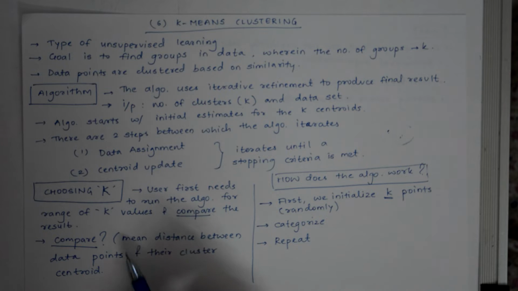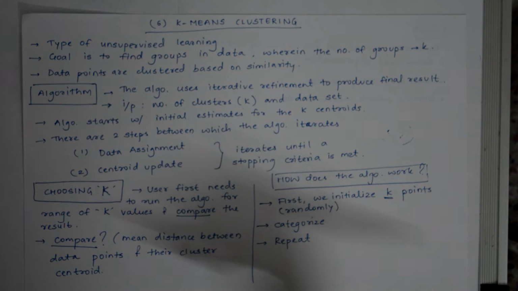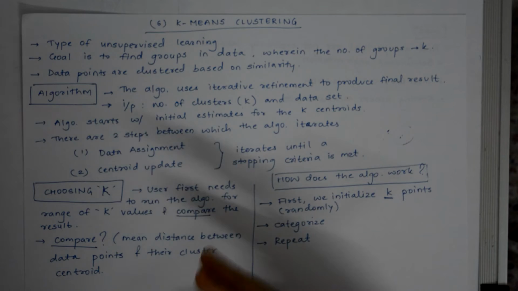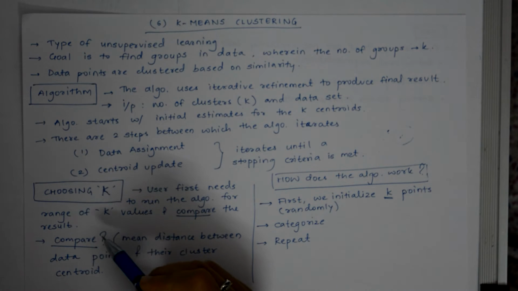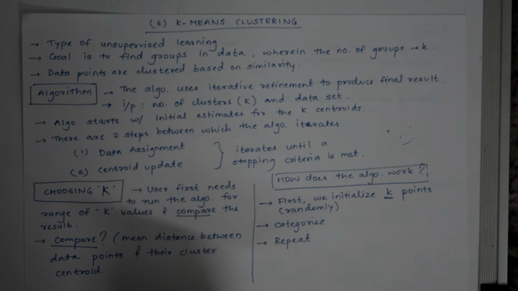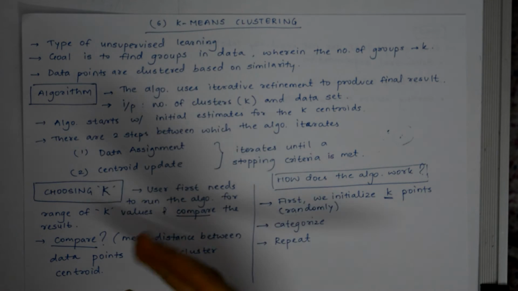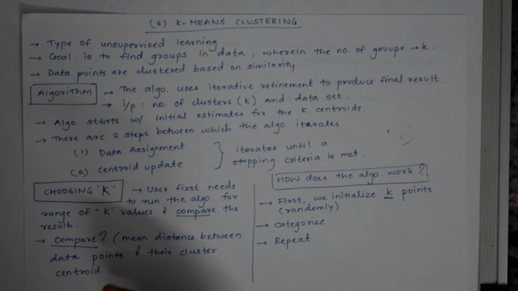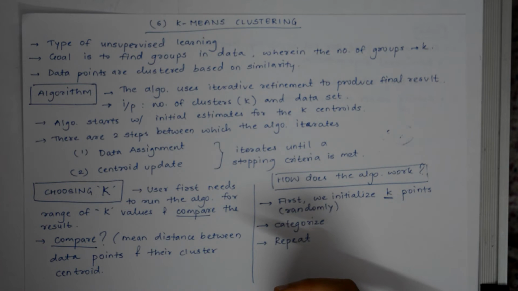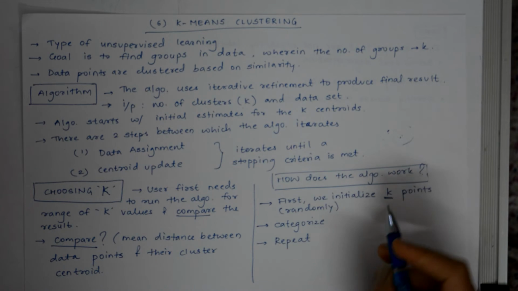By compare, we mean that the mean distance between data points and their cluster centroid is calculated. This is one of the metrics commonly used to compare results across different values of k. A number of other techniques exist to validate k, including cross-validation, information criteria, etc. In addition, monitoring the distribution of data points across groups provides insight into how the algorithm is splitting data for each k.